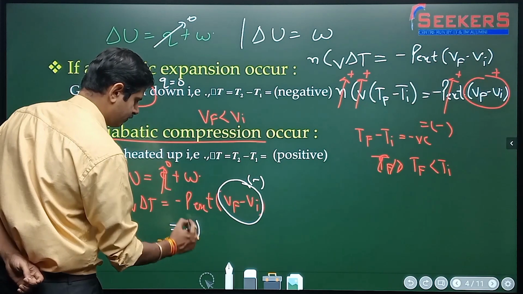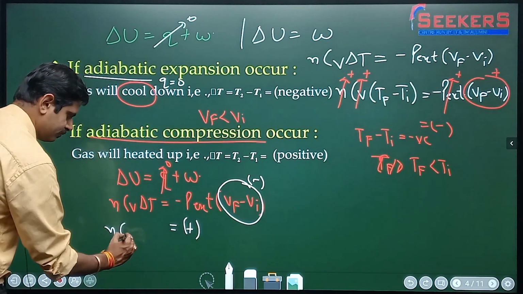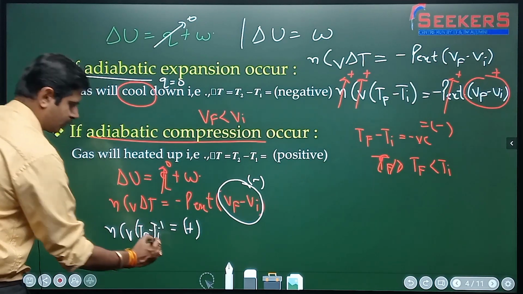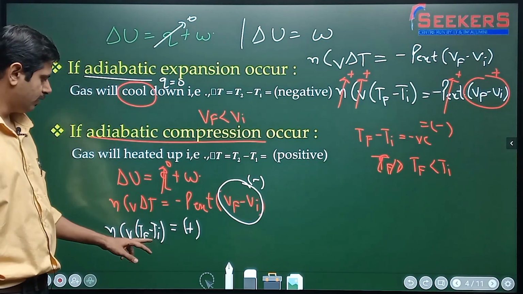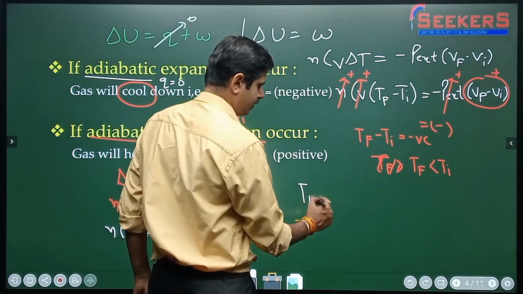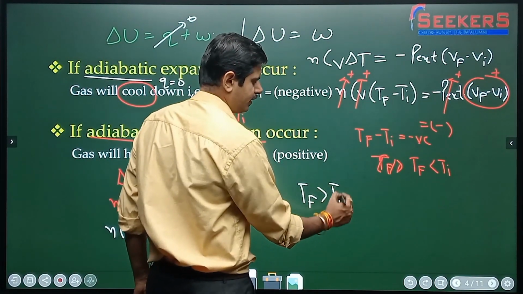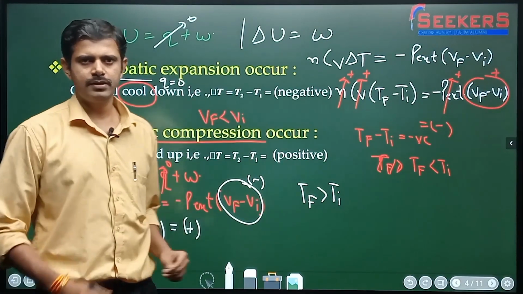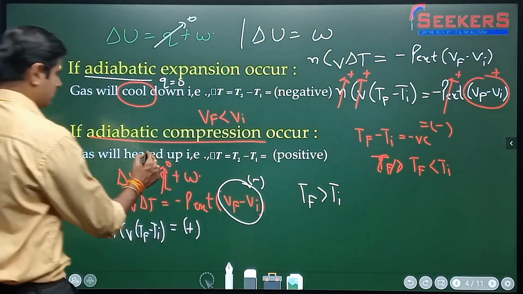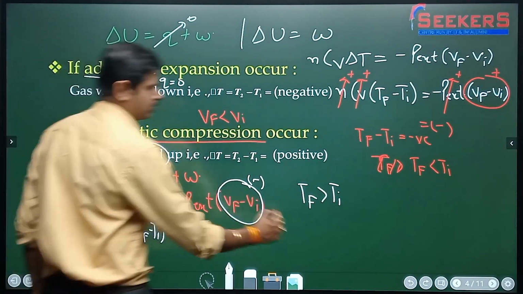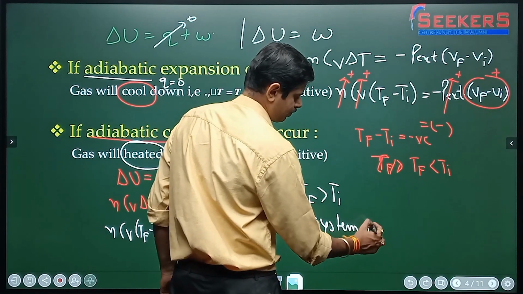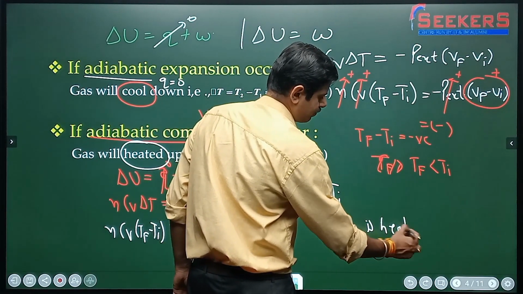positive. So n Cv times T final minus T initial is positive. It means your T final is greater than T initial. When will T final be greater than T initial? When it is heated up. So that's why the system is being heated up.